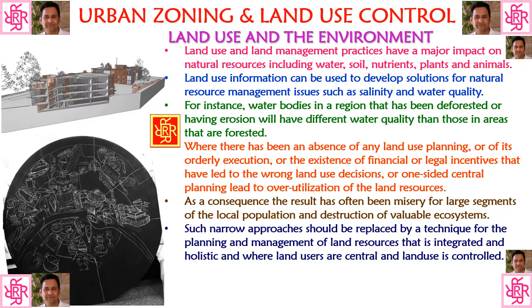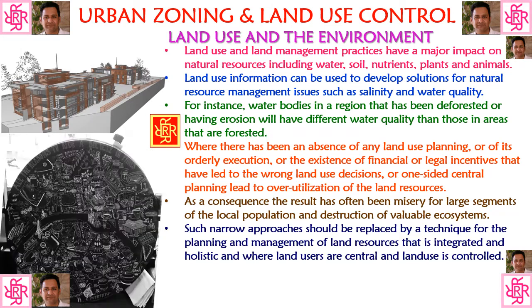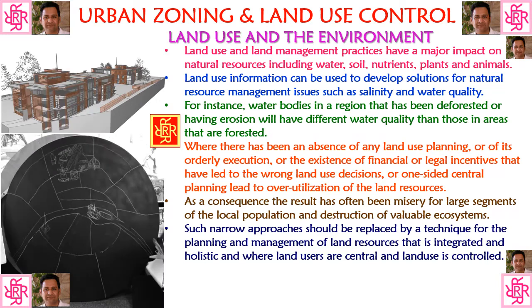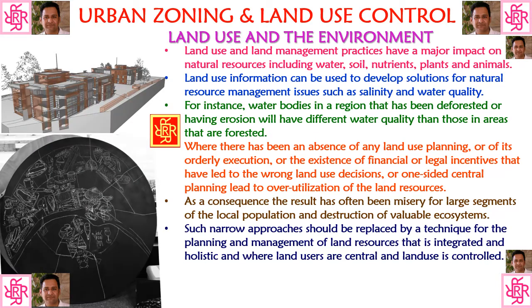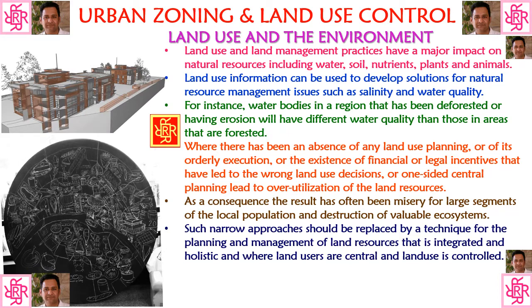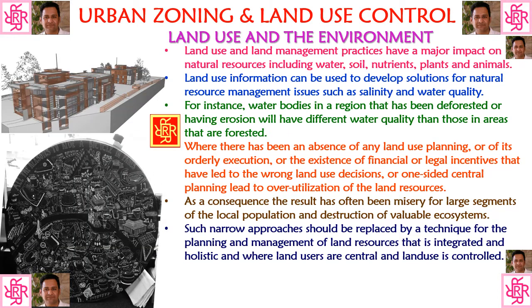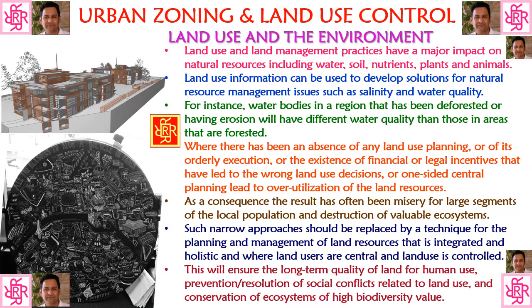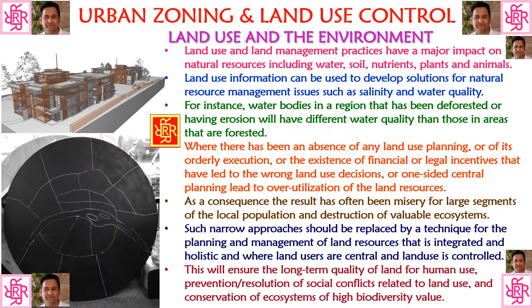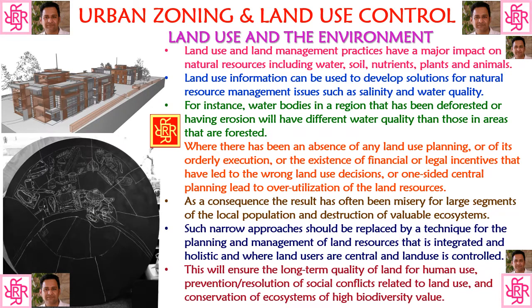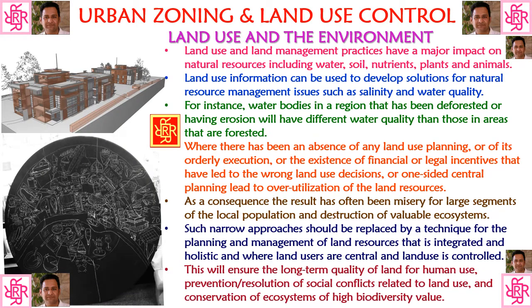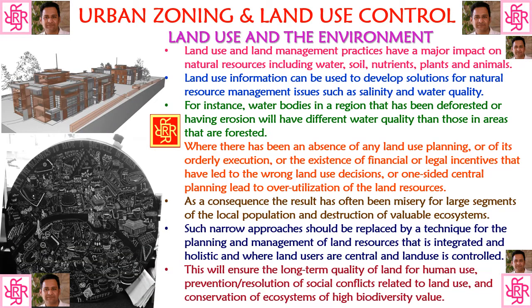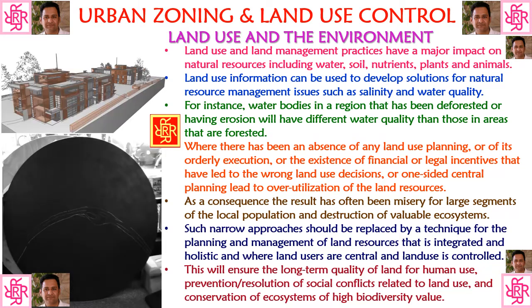integrated and holistic, where land users are central and land use is controlled. What I'm saying here is that people should be given priority for their healthy life, and land use should be controlled properly and appropriately in cities. This will ensure the long-term quality of land and quality of life for human use, the prevention and resolution of social conflicts related to land use, and conservation of ecosystems of high biodiversity value.